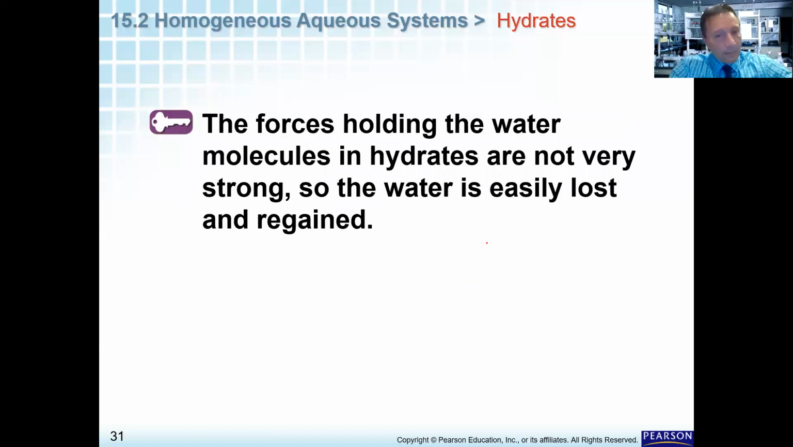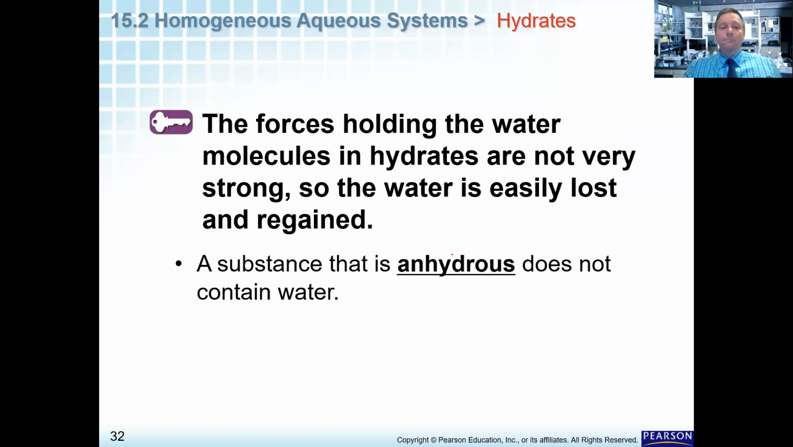So, key concept, the forces holding the water molecule are not very strong. That's why when we place that copper sulfate on that hot plate, it turned white. It lost the water. So the water is easily lost and regained, and that's really important here.